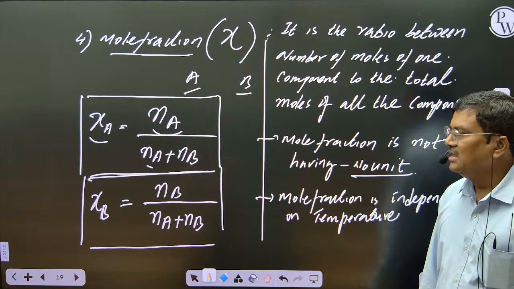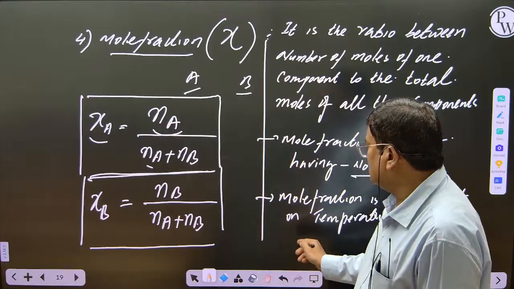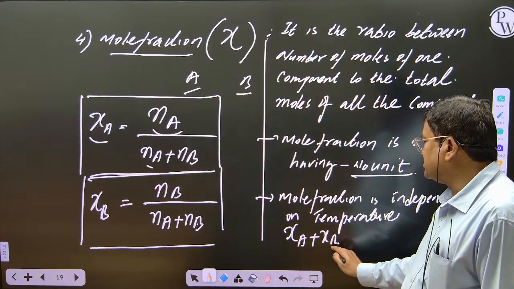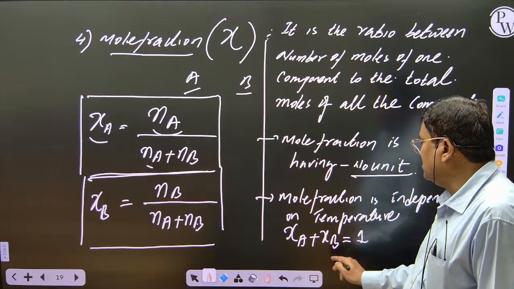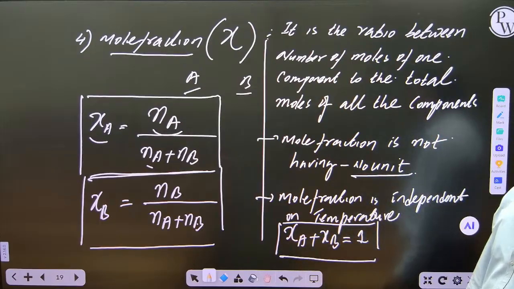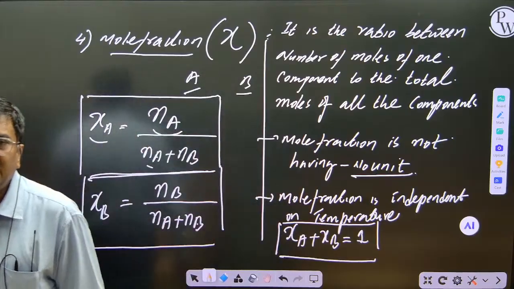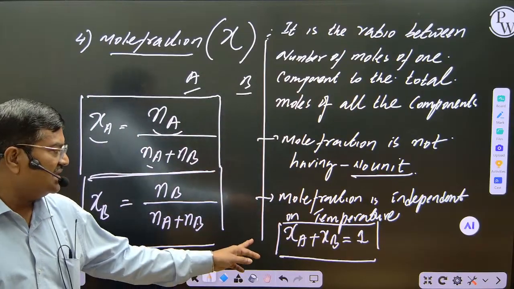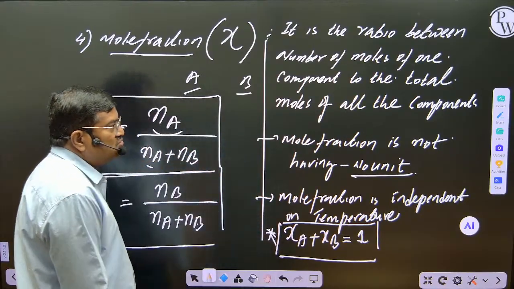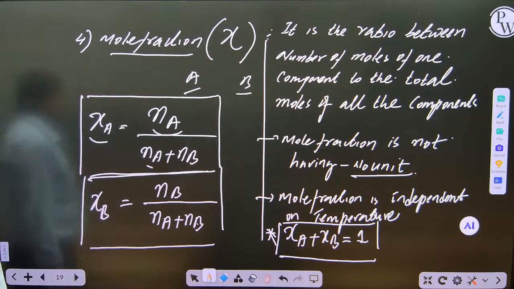And see one more important point, in a binary solution. What is binary? Two components. This is important. The sum of the mole fraction of A plus the mole fraction of B will always be unity. The sum of the two components should be equal to what? 1. Mole fraction of A component plus mole fraction of B component will never exceed what? 1. It should be equal to 1. So this is important. Put a star mark. The sum of the mole fractions of the two components in a binary solution should be equal to 1. Clear for all?